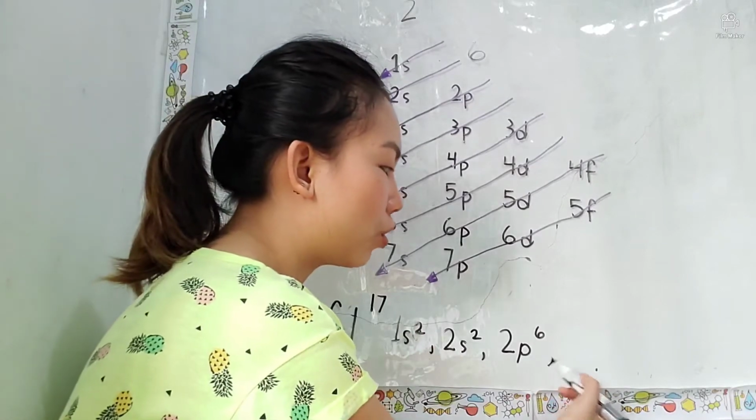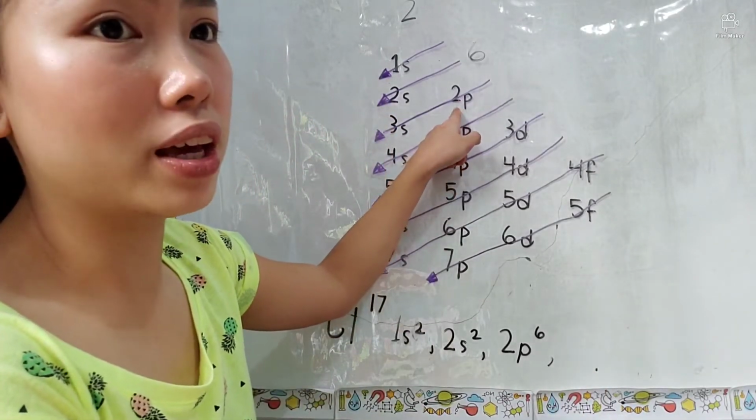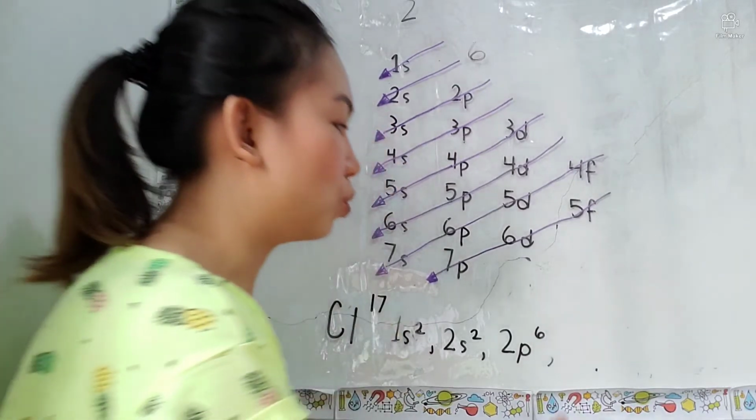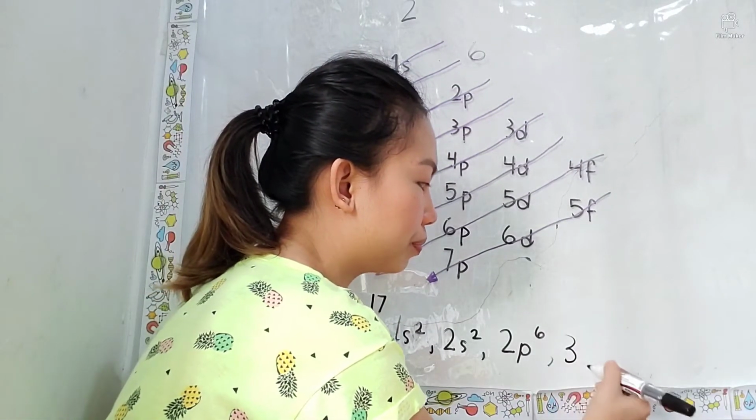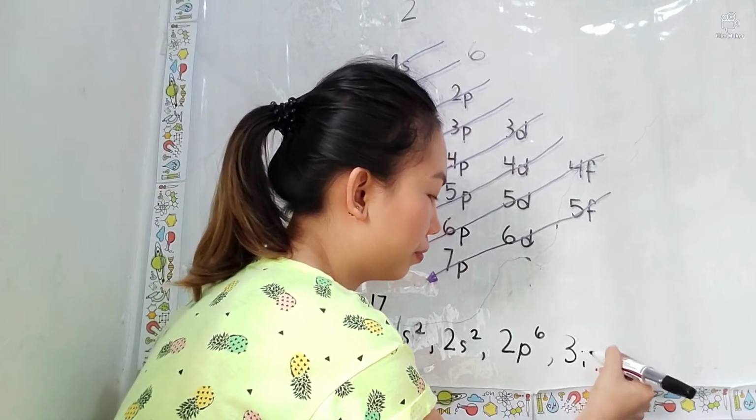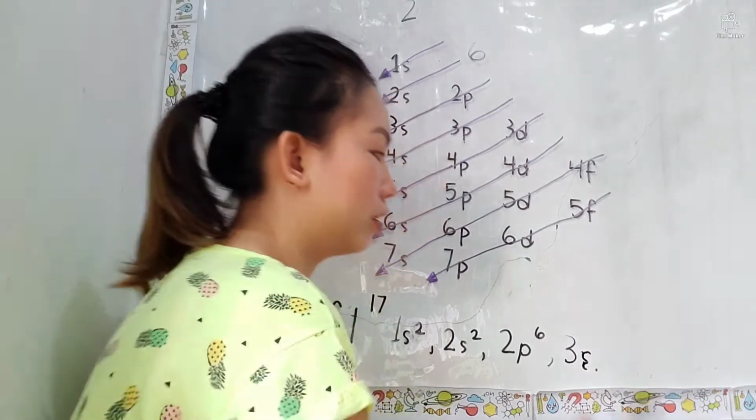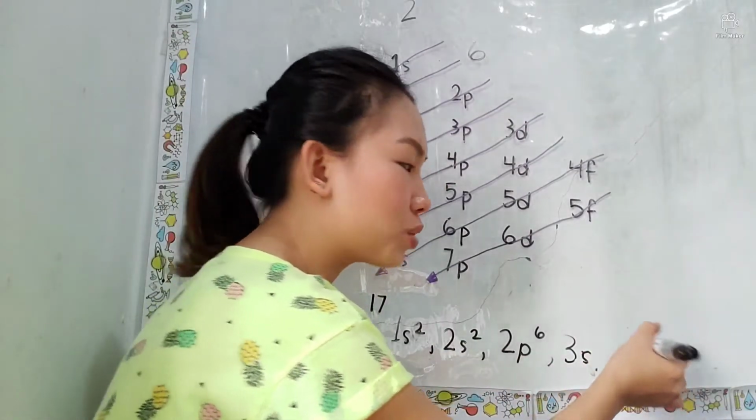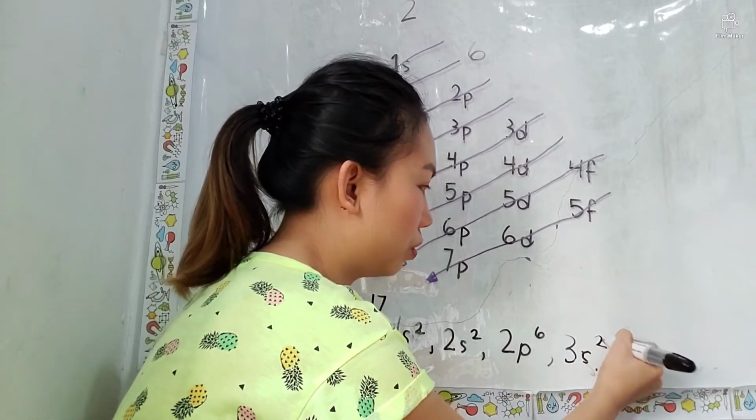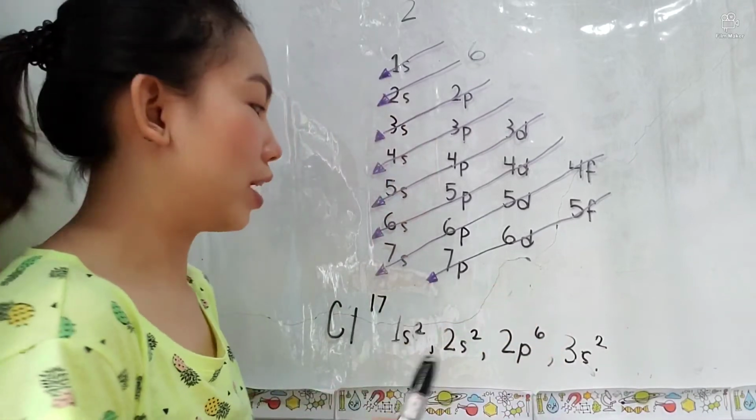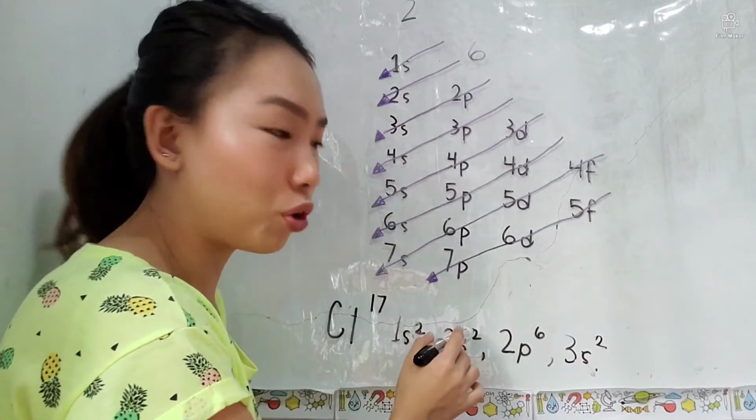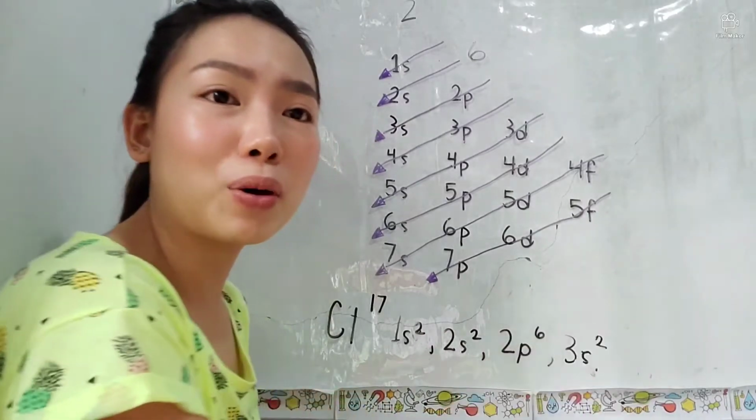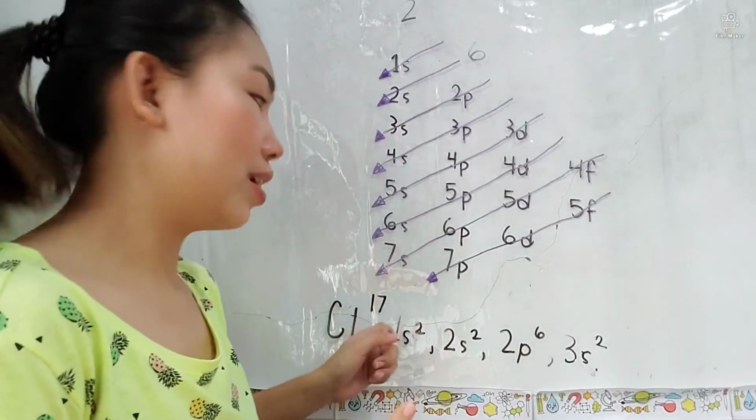So, continue ka ngayon. Ano yung kasunod ng 2p? The arrow is going to 3s. Susulat mo ngayon yung 3s. So, we have 3s. What's the value of s? We have the value of 2. Check mo, baka naman sumusobra ka na. So, we have 2 plus 2 is 4, plus 6 is 10, plus 2 is 12. So, kulang ka pa ulit ng 5 to make 17.